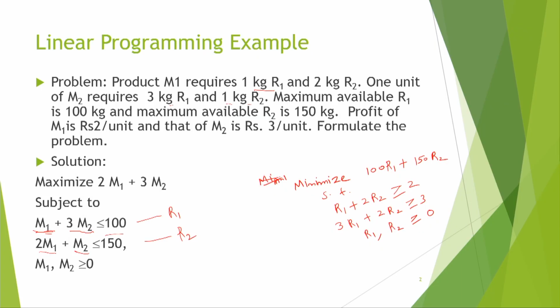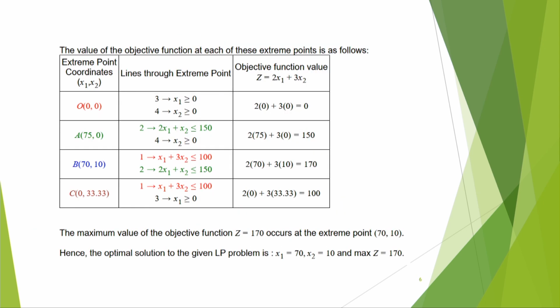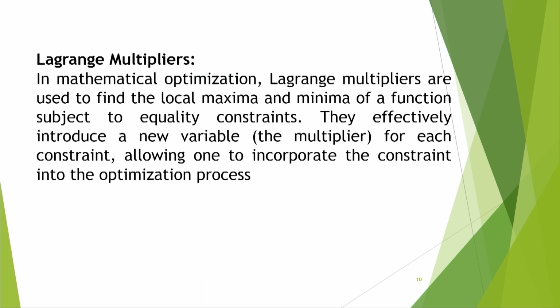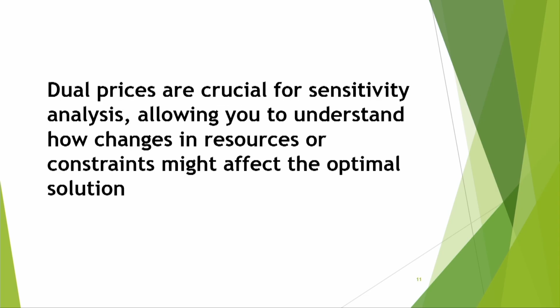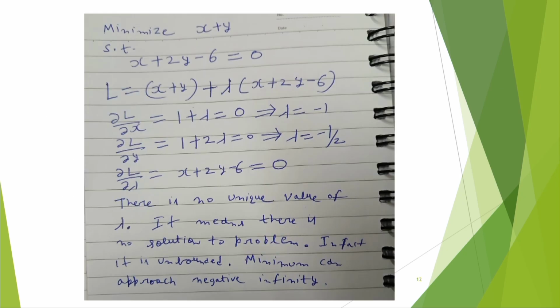In fact, if you make a numerical mistake here in writing 100, the actual value was 99 and you wrote 100, then your result will drastically change. So, sensitivity analysis is very important. That is what Lagrange multipliers give, the idea about the sensitivity. So, dual prices are crucial for sensitivity analysis, allowing you to understand how changes in resources or constraints might affect the optimal solution. Now, let us do 1 or 2 simple problems.